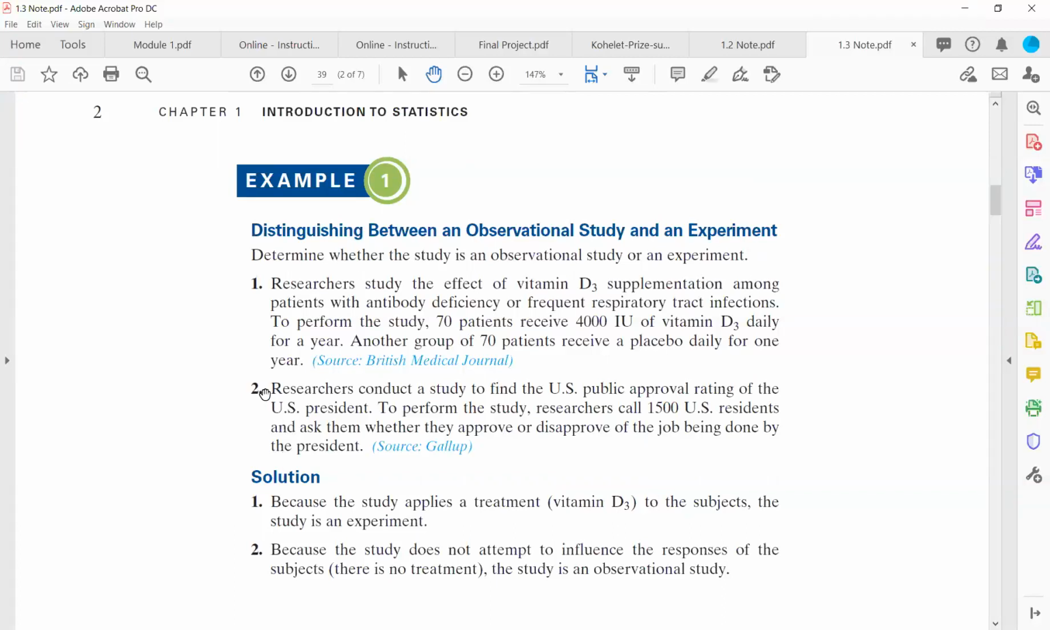Very well. The second one, as you guessed, is just an observational study. They just collect the data without having any treatment. But the first study is an example of an experimental study. There is a treatment, the effect of vitamin D3 supplementation, and after the time passed, for 1 year, they collect the data. So the first one is an example of experimental study.